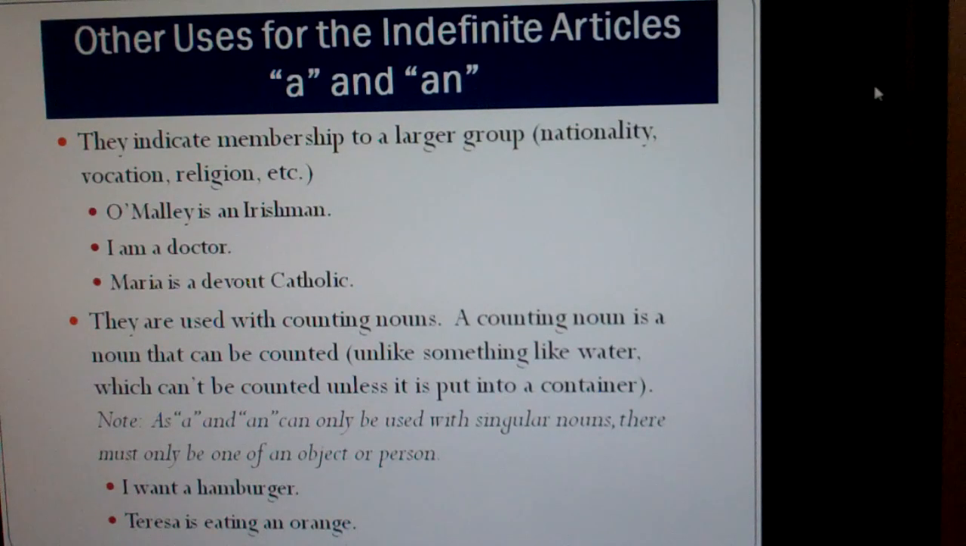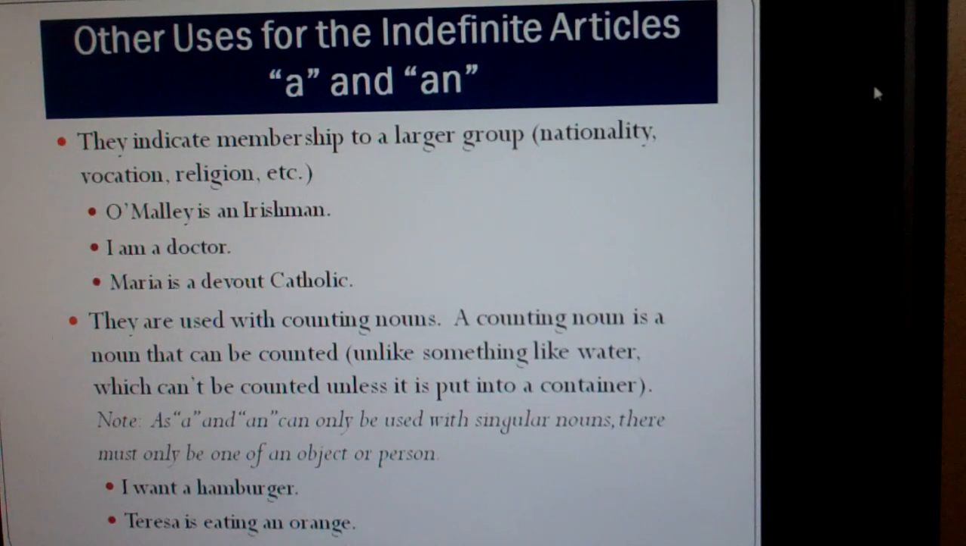I am a doctor. As I said, in English we do use indefinite articles with our vocations. Maria is a devout Catholic. This is saying that Maria is a member of a group of Catholics. And the vocation, I am a doctor, I am a member of a group called doctors. And O'Malley is an Irishman. O'Malley is a part of a group that are called the Irish.